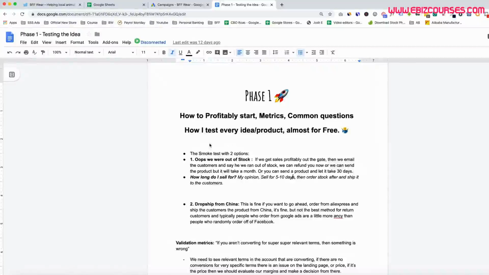Okay, so let's go ahead and get right into it. Before we can talk about ads, we need to talk about our smoke test strategy. A smoke test means we are not going to invest any money into inventory, zero. So this makes it so we have absolutely no risk, which is going to make this strategy beautiful.